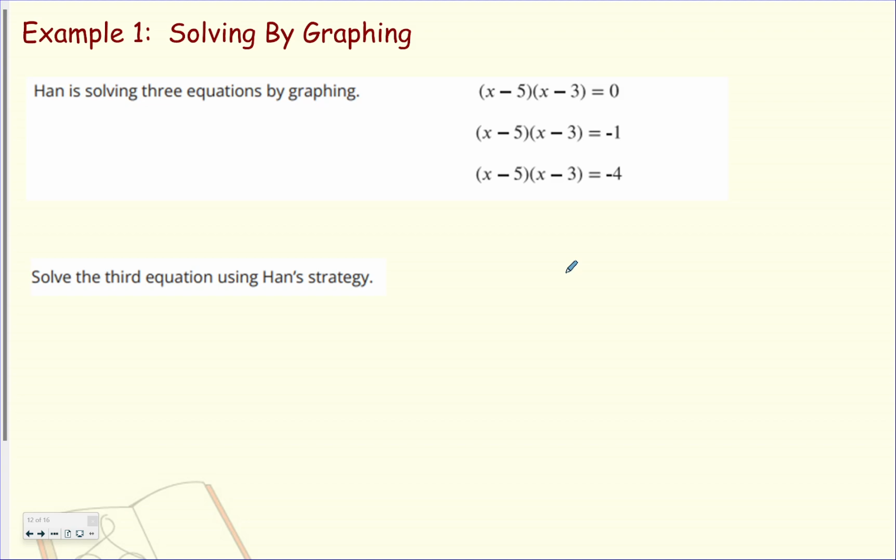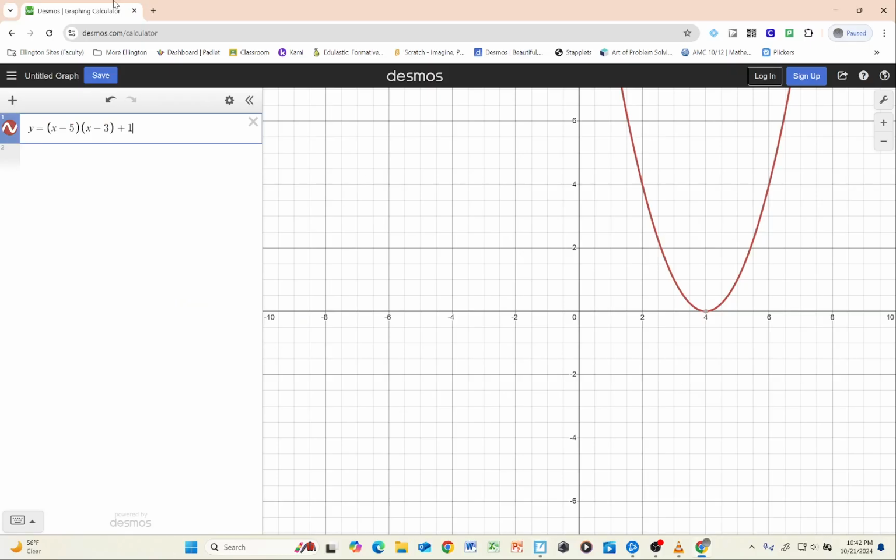Now let's do the third equation. So I'm going to change this. So once again, we're going to take that equation, and we don't want the negative 4 on the right side, right? So I'm going to add 4 to both sides, and I'm going to have x minus 5, x minus 3 plus 4 equals 0, right? But that 0 I can think of as y on the graph, and so I will do that. So let's go to Desmos. Oh, well, that's interesting.